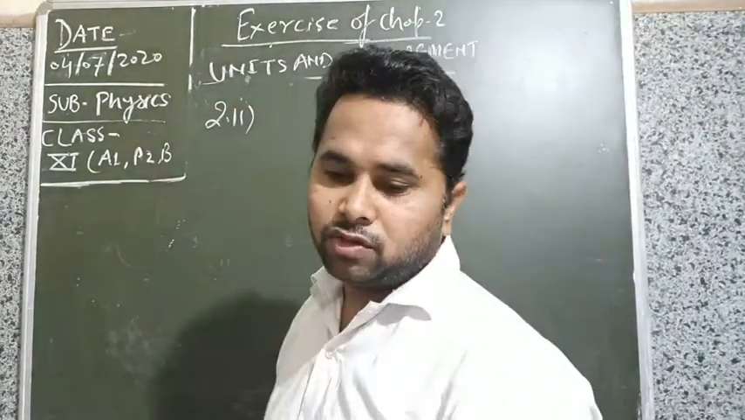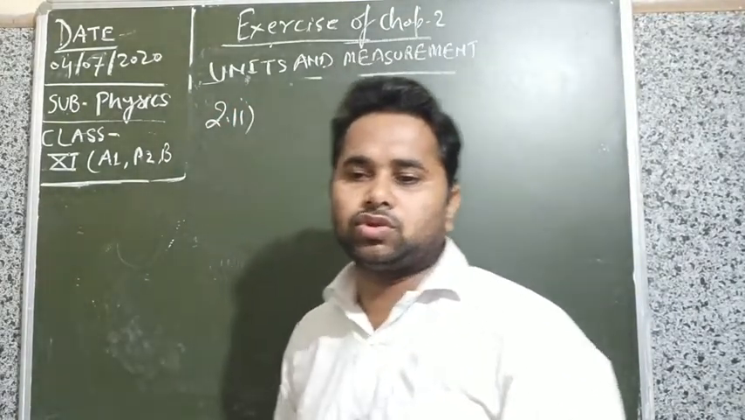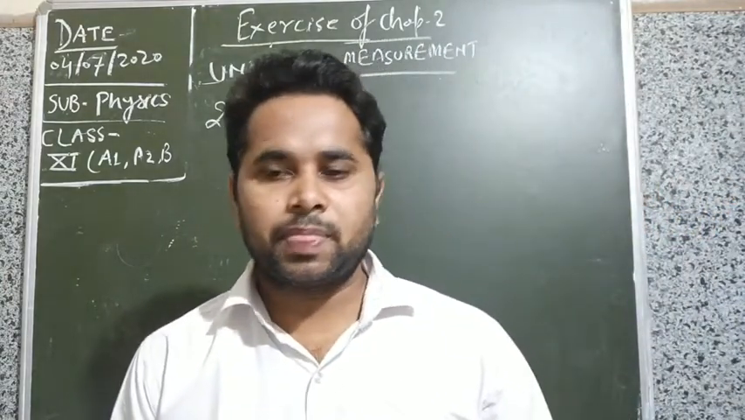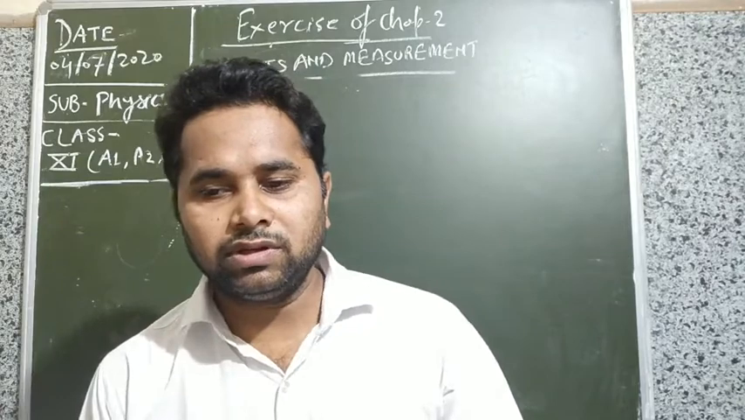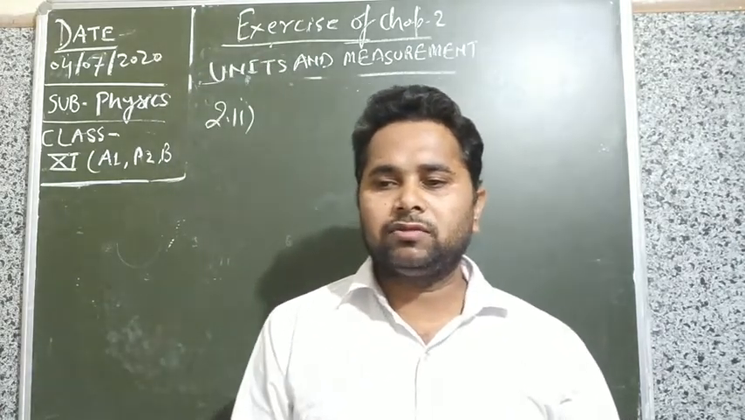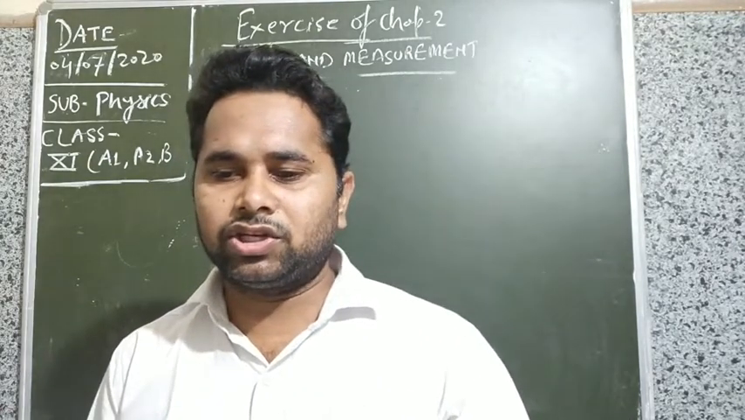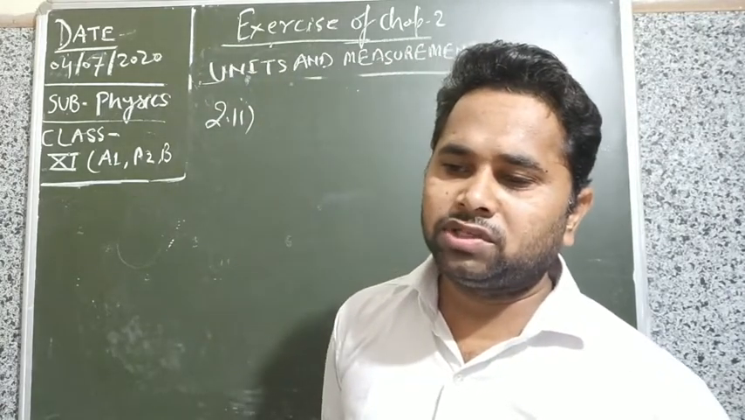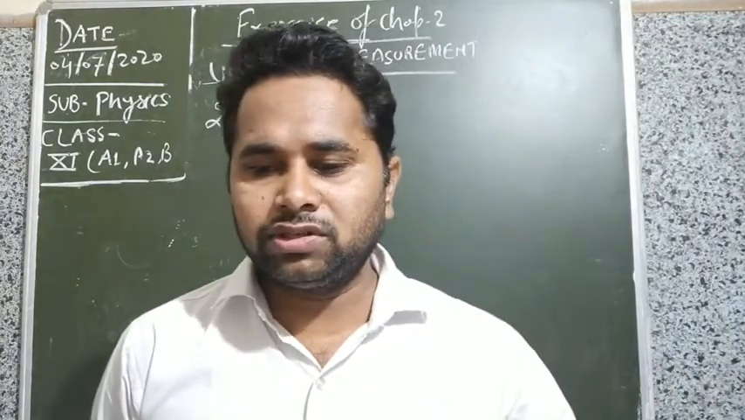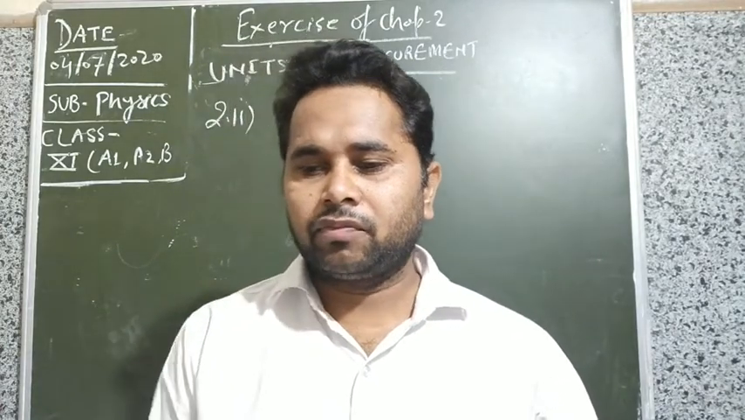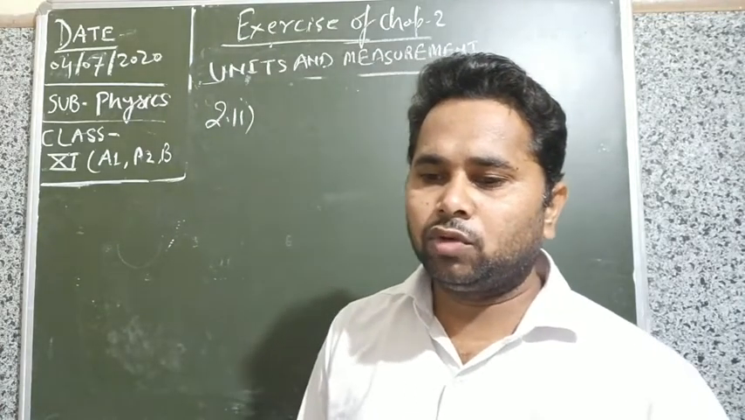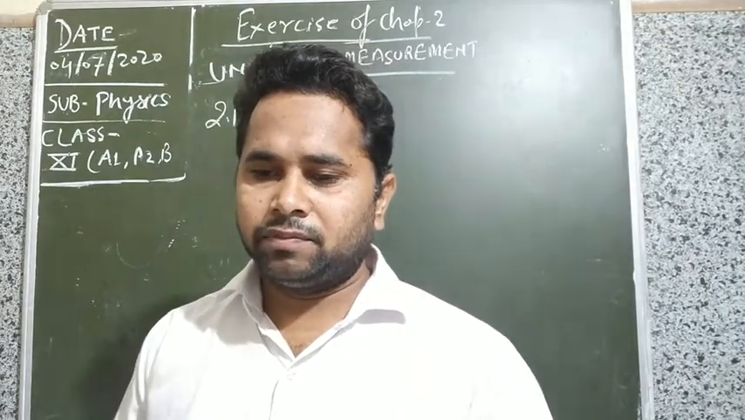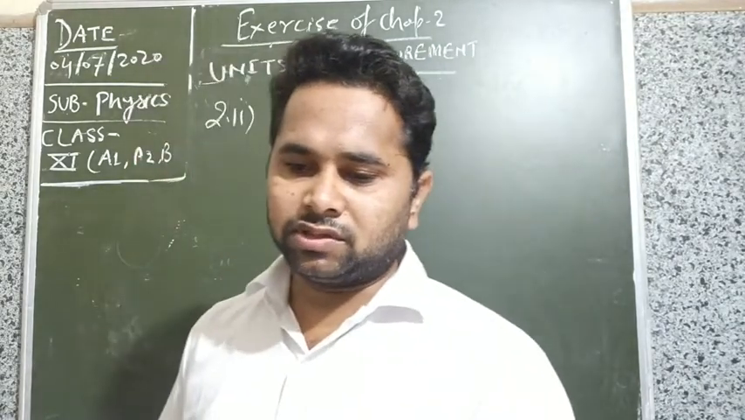And now the next questions are 2.11 and 2.12. See, these two questions are about rounding off numbers. Question number 2.11. See in your book, the length, breadth and thickness of a rectangular sheet of metal are 4.234 meter, 1.005 meter and 2.01 centimeter respectively. Give the area and volume of the sheet to correct significant figures. See here.